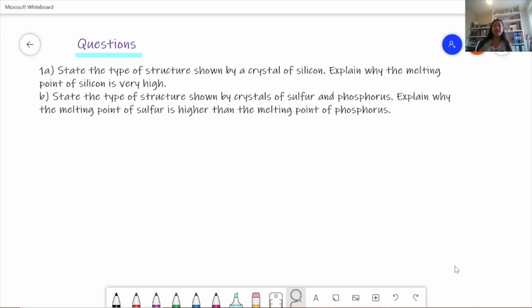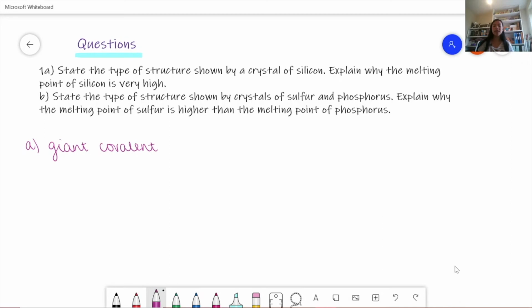The first question says, state the type of structure shown by a crystal of silicon and explain why the melting point of silicon is very high. So silicon has a giant covalent structure. It's really important to remember that it's a giant structure, because you might think that because it's a non-metal, it forms a simple molecular structure, but it actually has a giant covalent structure. So it still has the covalent bonds, but it forms a giant structure.